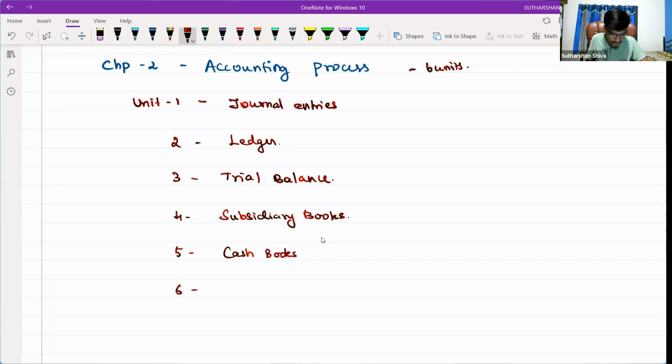Then the 6th unit, we will call this rectification of errors, an important chapter in the CA Foundation curriculum. If I say important, you should focus more. Each and every chapter is important, as we are in a professional curriculum and a professional course. Every chapter we need to learn. You should not say, this chapter I'm going to omit, that chapter I'm going to omit. No, this is a professional course. You should study all the chapters with full conceptual clarity.